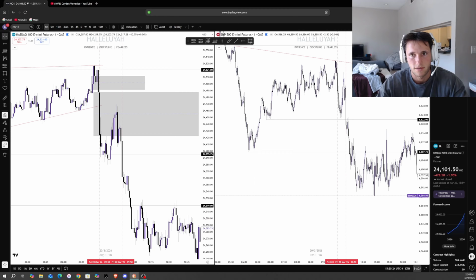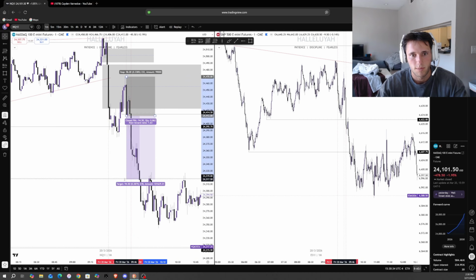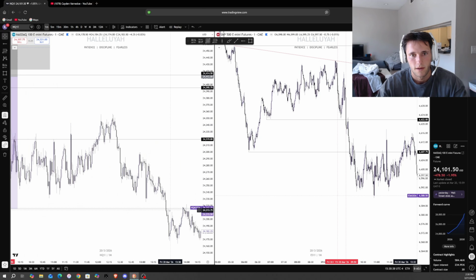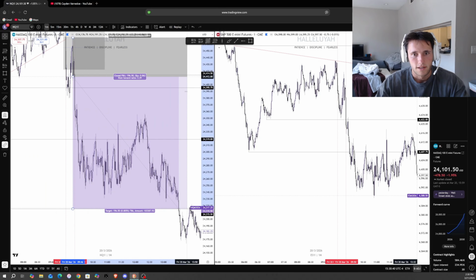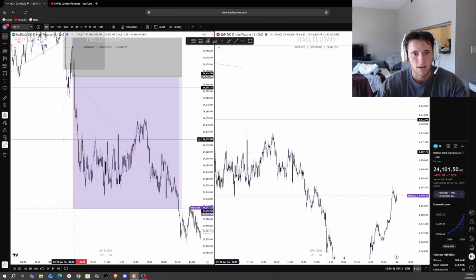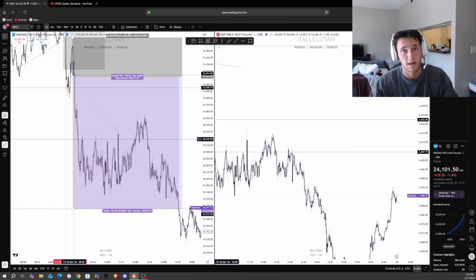And then I saw this little break of structure right here out of the 5-minute fair value gap. That was perfect for me. I entered here. My stop's at this high. TP1 was here. TP2 was here. And so I closed all my prop firms here besides Top Step, kept my Top Step accounts running.